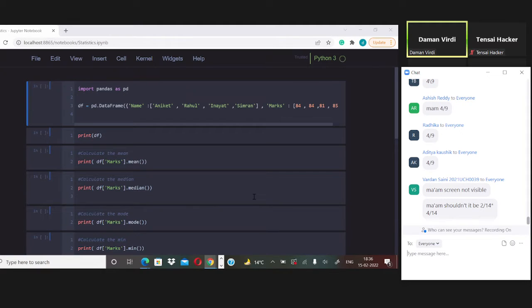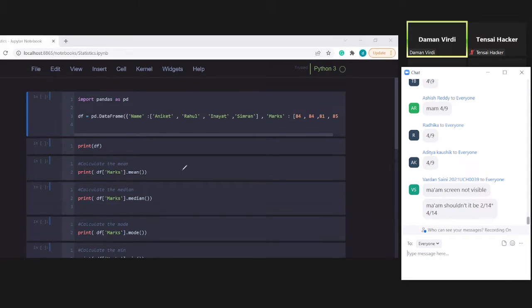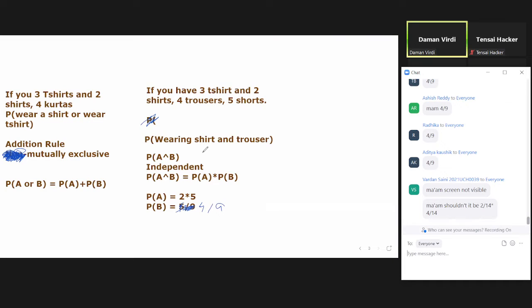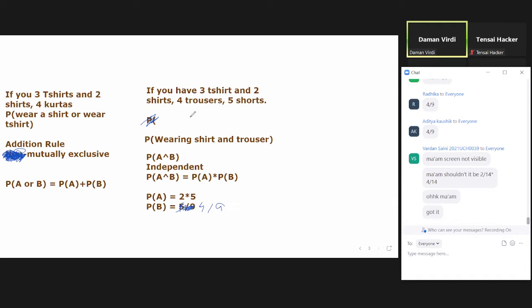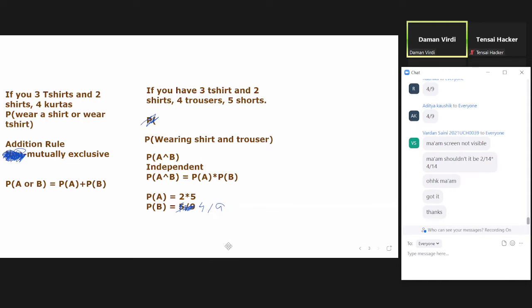No, Vardhan, can it be 2 by 14? Because if we see probability of A, it is just wearing shirt. For wearing shirt, the possibility is either you will wear t-shirt or shirt. So your possibility is only that you can wear t-shirt or shirt. So from there, the shirt would be 2 by 5. Got it? Very good.